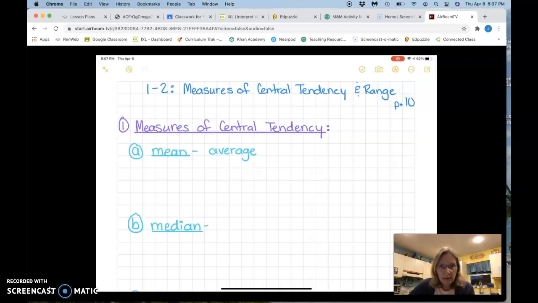Okay, so last week we talked about data sets and statistics and collecting information. Well, now we're going to talk about what do we do with this information once we collect it. So mean is the average, and this is how you find the average. You're going to add all the numbers in the set, then divide by how many numbers there are.